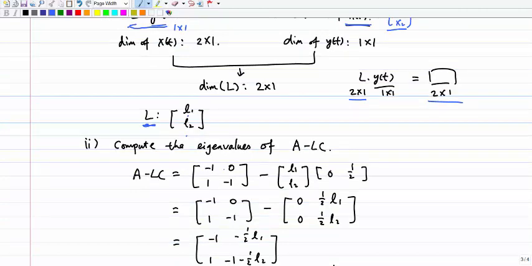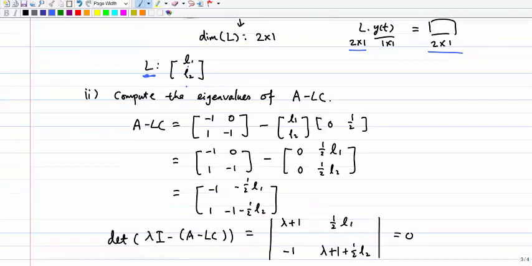A is just negative 1, 0, 1, negative 1. L is L1, L2, otherwise the minus doesn't make sense. Once calculated, the product of L and C will be 0, 1 half L1, and 0, 1 half L2. Putting them together, it will be negative 1, negative 1 half L1, because the minus puts a negative sign, and 1, negative 1 minus 1 half L2.